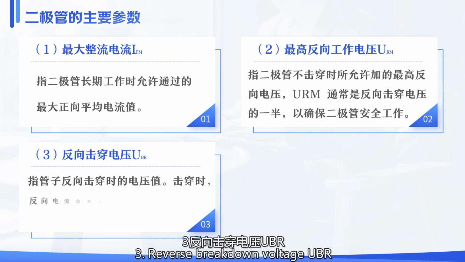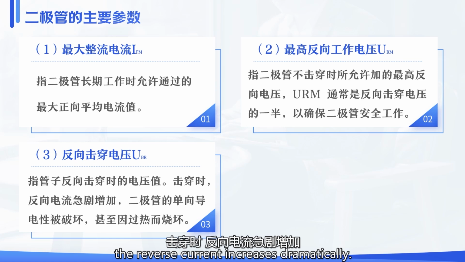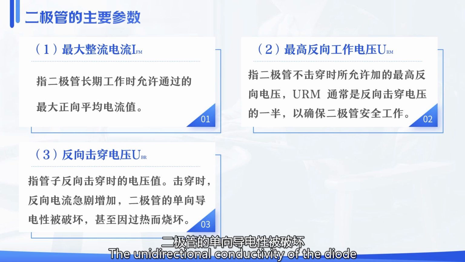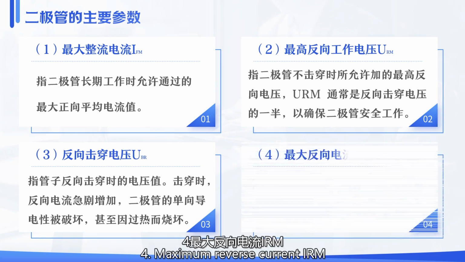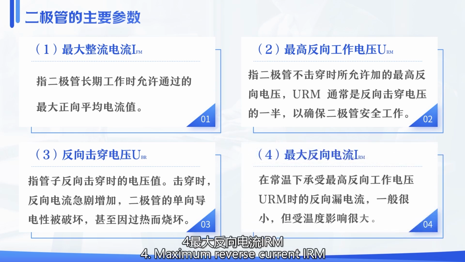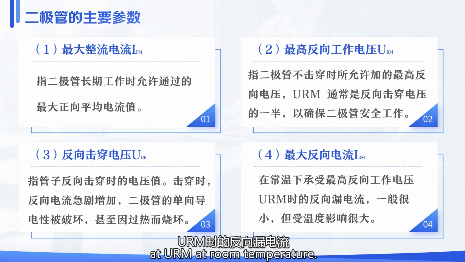Third, reverse breakdown voltage UBR refers to the voltage value when the tube is reverse broken down. When broken down, the reverse current increases dramatically. The unidirectional conductivity of the diode is destroyed. It may even burn out due to overheating. Fourth, maximum reverse current IRM. The reverse leakage current when bearing the maximum reverse working voltage at URM at room temperature.